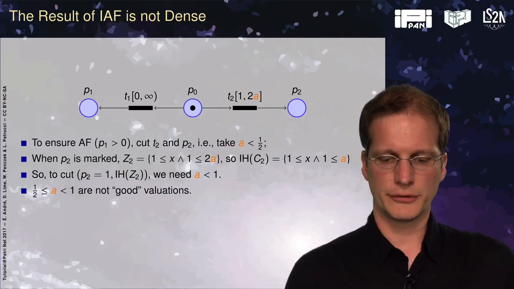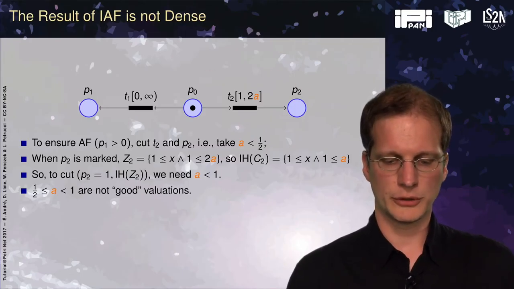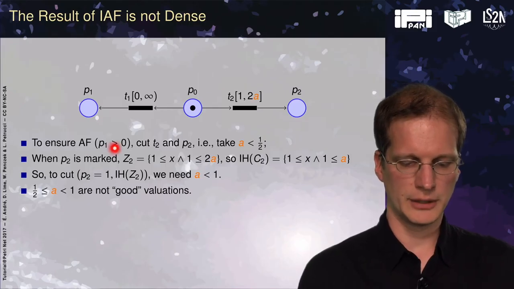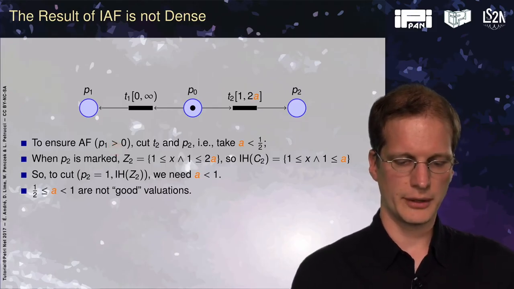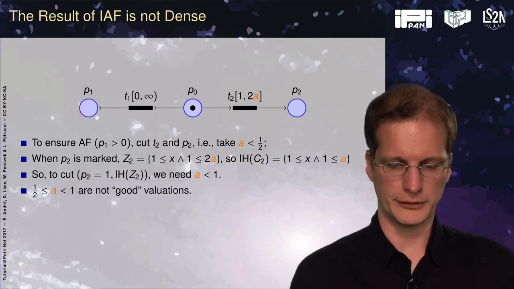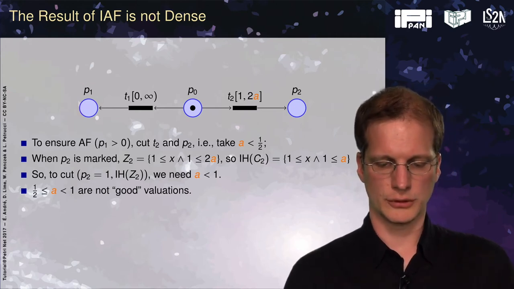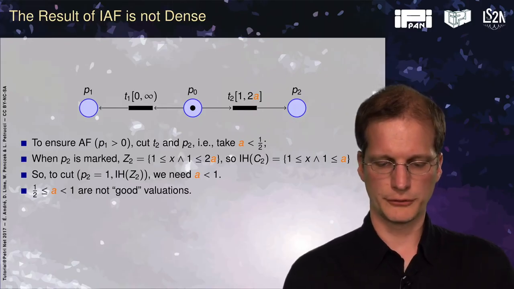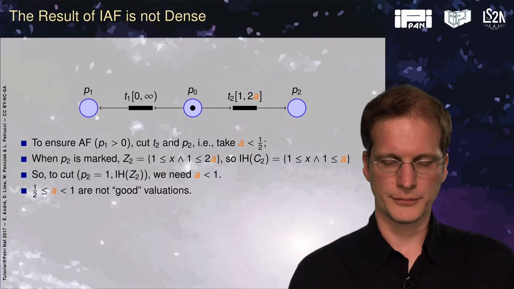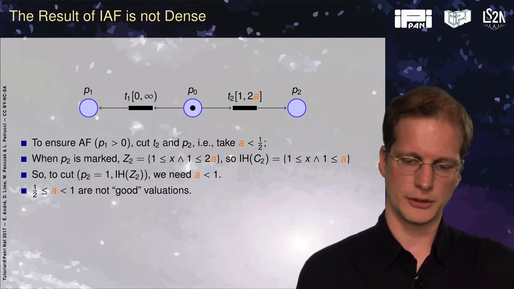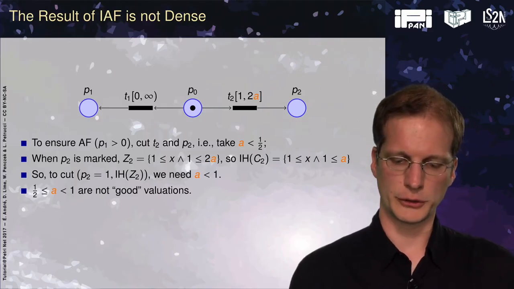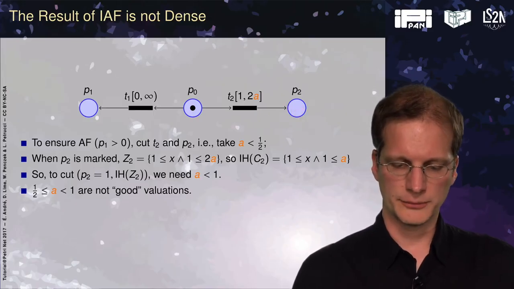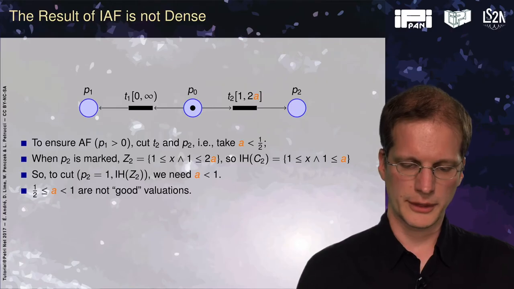So now we have the same example as before, but with the property AF, so all paths permit to mark this place. Of course, for this to be true, we have to cut off this transition, so we have to take a is less than 1/2. But when I take the integer hull of the symbolic state corresponding to the successor by T2, I will get something a bit different.